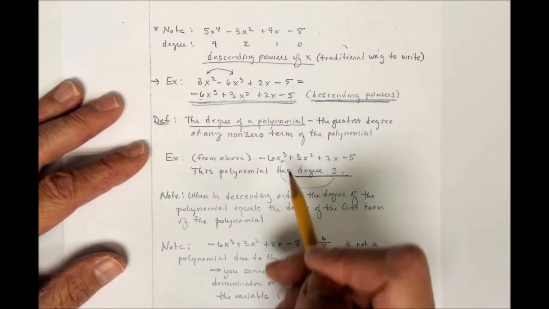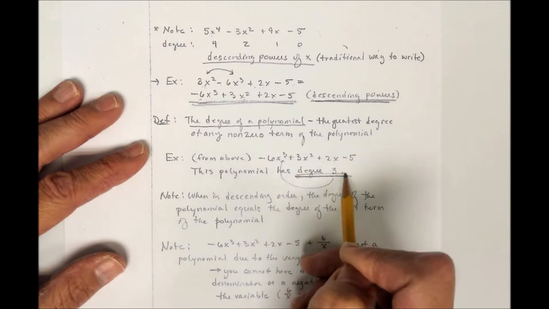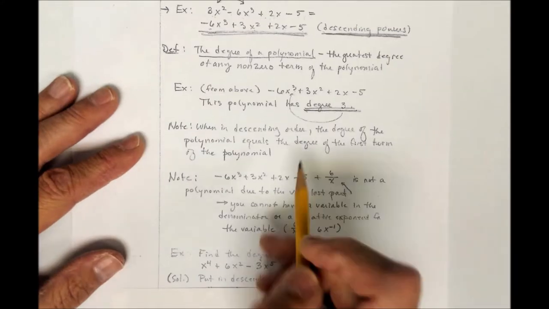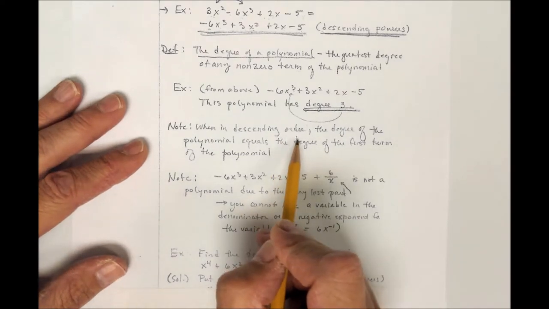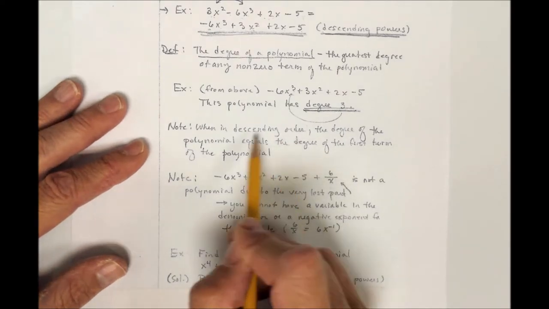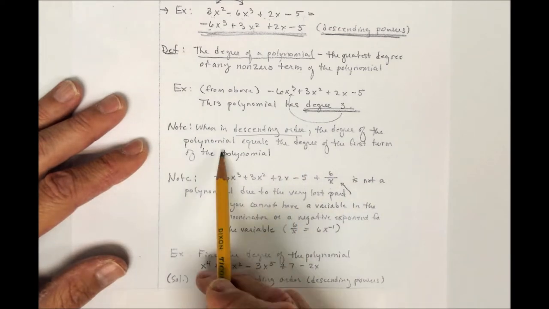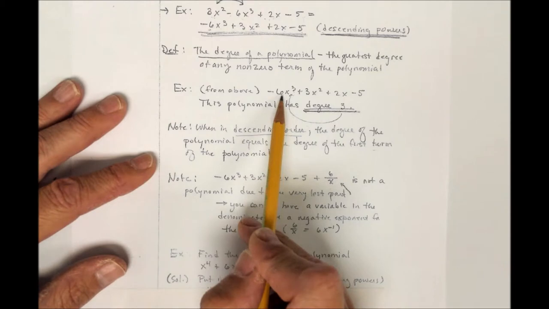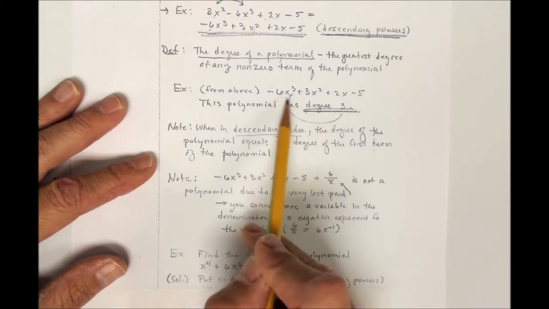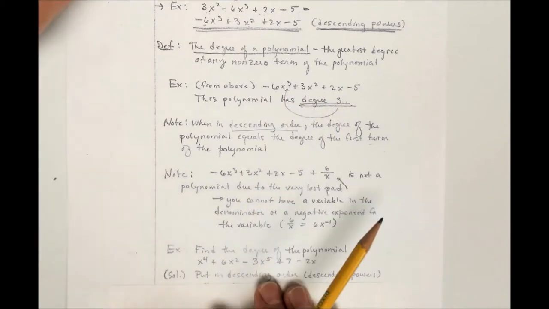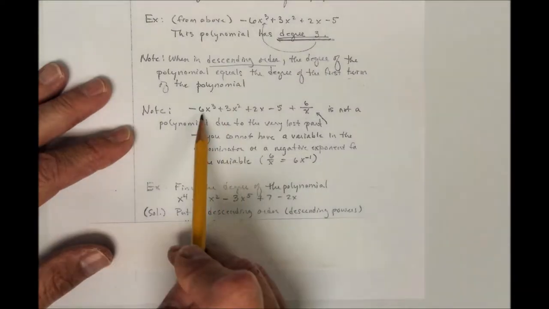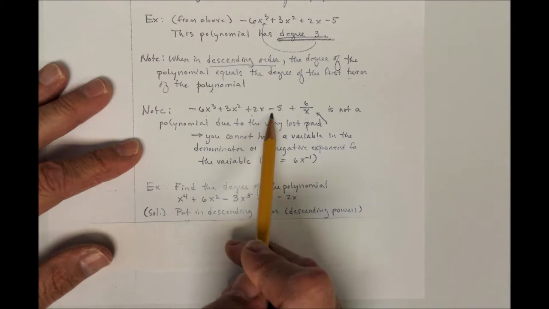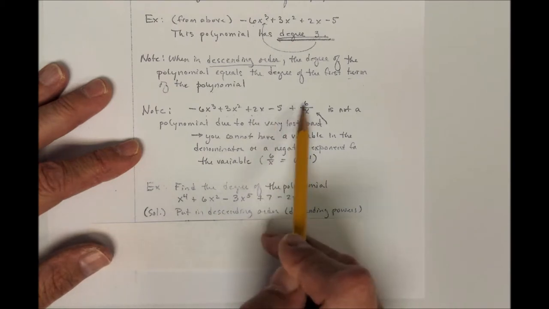Okay, the highest one, not the sum, but the highest one. And when it's in descending order or descending degree or descending powers, then the degree of the polynomial equals the degree of the first term, because that's going to be the highest one if it's in descending power or descending order. Okay, so like this guy here, this is negative 6x to the third plus 3x to the second plus 2x minus 5. And then I threw on another term, plus 6 over x.